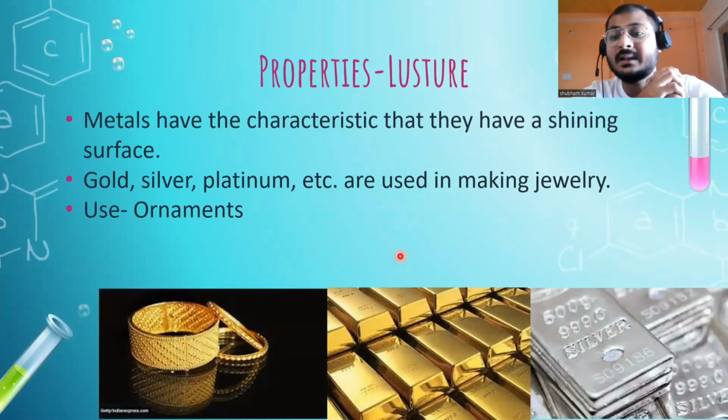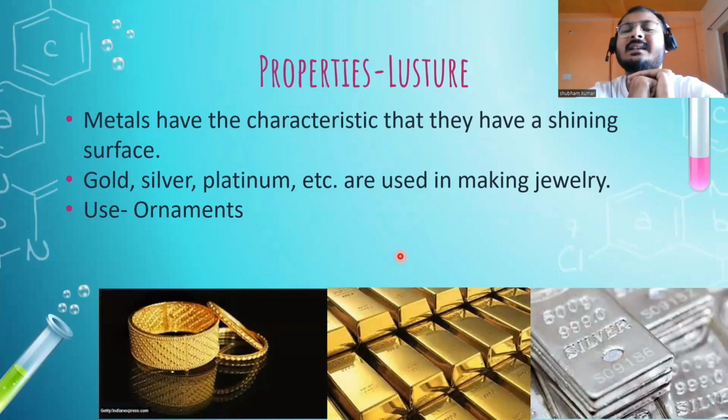Now we come to another property of metals which is known as luster. What is the meaning of luster? Any shining property of metal is known as luster. Metals have the characteristic that they have a shining surface. You know that ornaments made up of gold, silver, or platinum have so much shine in them. That is why people wear them. So gold, silver, platinum, etc. are used in making jewelry. That is the use of this luster. They have a shiny surface.